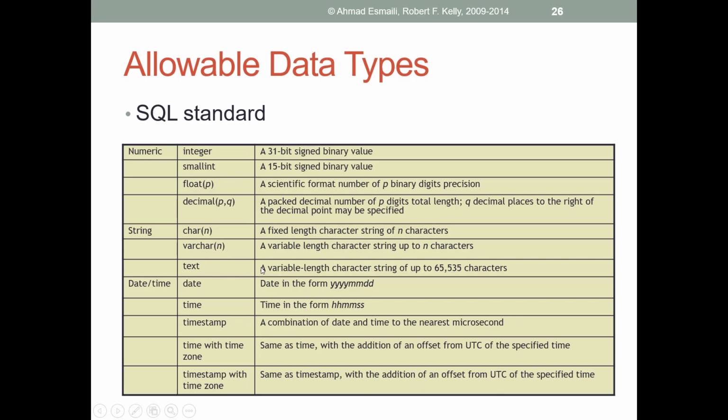You have similarly text, which has the capacity of storing 65,535 characters. Then you have date and time. The date field represents the date in the format of the initial four digits for year, then two for month, followed by the last two for day. Similarly for time, which is hour, minute, and second. You have timestamp that combines date and time, and you have more options.